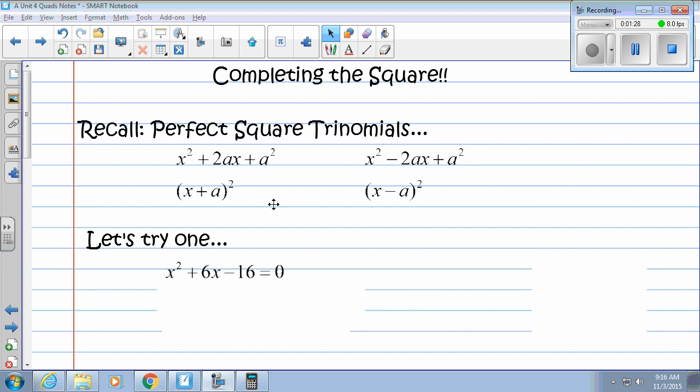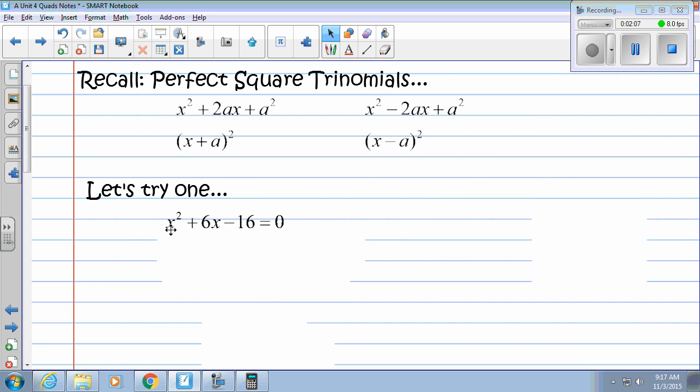So I put the formulas for perfect square trinomials up here. Please come see me if this doesn't make sense to you. You are definitely going to need this moving forward. A perfect square trinomial is a three-term expression, 1, 2, 3, where your first term and your last term are perfect squares, and your middle term is specifically twice the square root of your first and last term. And it can either be positive or negative. It just changes the way we factor it.